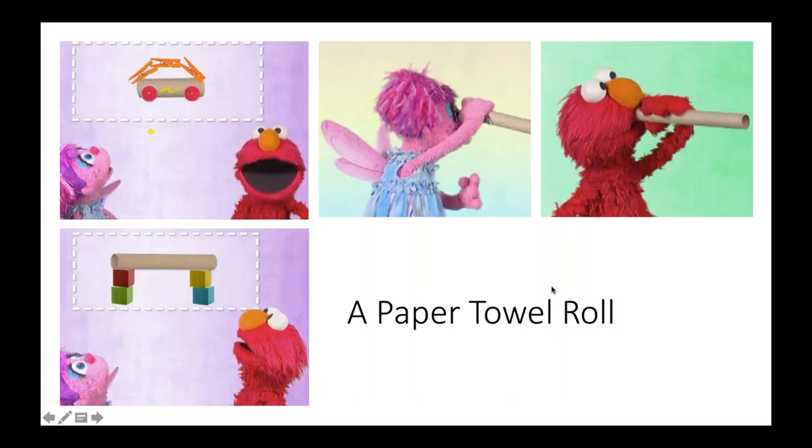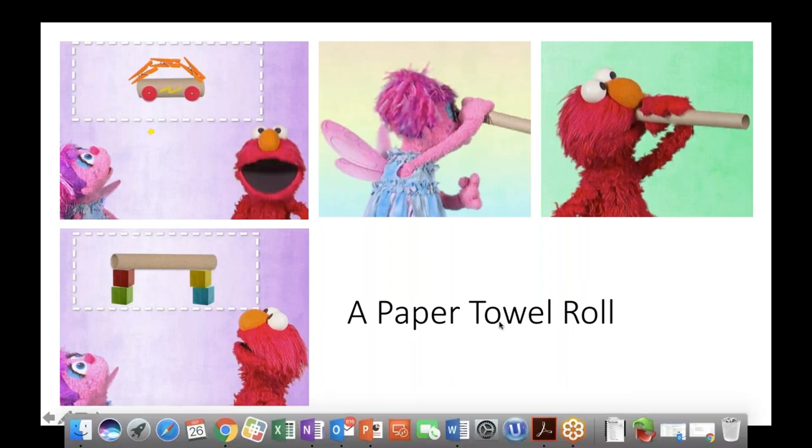In our videos, you will see Elmo and Abby using, we don't have as many videos as ideas that you provided, but using them for some of the things that you mentioned. Elmo manipulates his sound by blowing through the paper towel roll. You see Abby observing and focusing the observation by using it as a binocular telescope. And then here, they did a little car, again, using the paper towel roll as the body of the car.